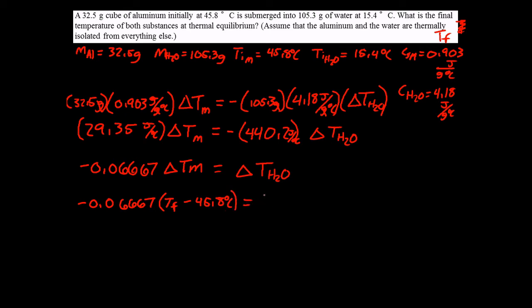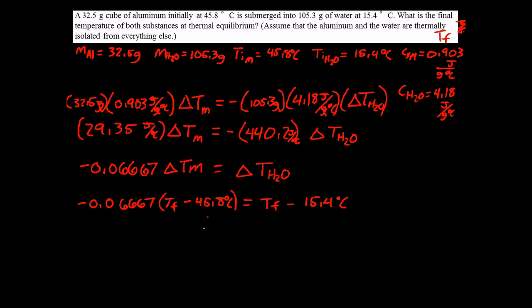And that is equal to delta T for the water, which is TF, the final temperature, which again is the same for both. They both have the same final temperature, minus the initial temperature of the water, which was 15.4 degrees C. So I'm going to do a little bit more algebra here. I'm going to go ahead and factor this in here. So I'm just going to multiply TF and negative 45.8 by negative 0.06667.